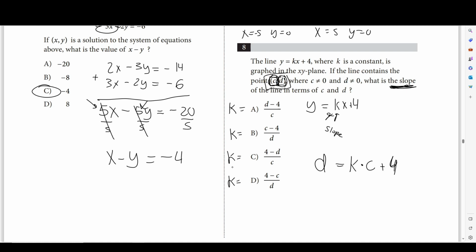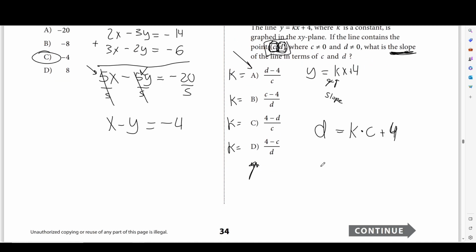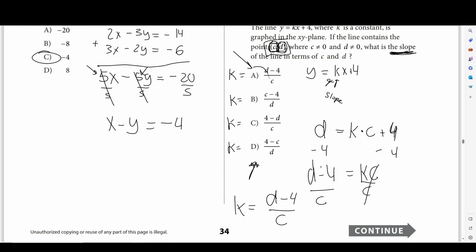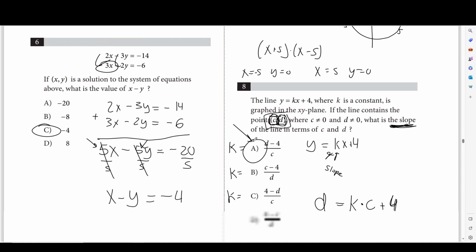Now that I'm dealing with the same terms found in my answer choices, I can do that thing that I was talking about. I can solve for k. In order to solve for k, I'm going to subtract 4 on both sides because I want to isolate it. So here I have d minus 4 is equal to kc, or k times c. Now I want k on its own, so I'm going to divide both sides by c. These two are going to cancel out, and I'm left with k is equal to d minus 4 divided by c, which is answer choice A.